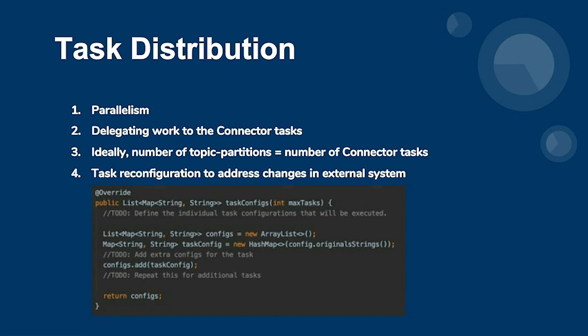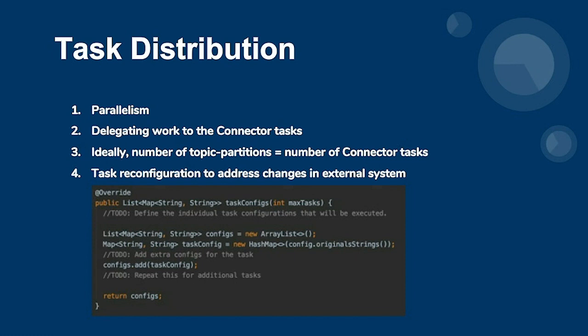To address changes in the external system, let's suppose a table was added on the fly after we started the connector, we can monitor these changes and request a task reconfiguration, so that even newly added tables can be processed by the connector. To implement this, we can run a separate thread which monitors the external system, and then we can do a task reconfiguration.